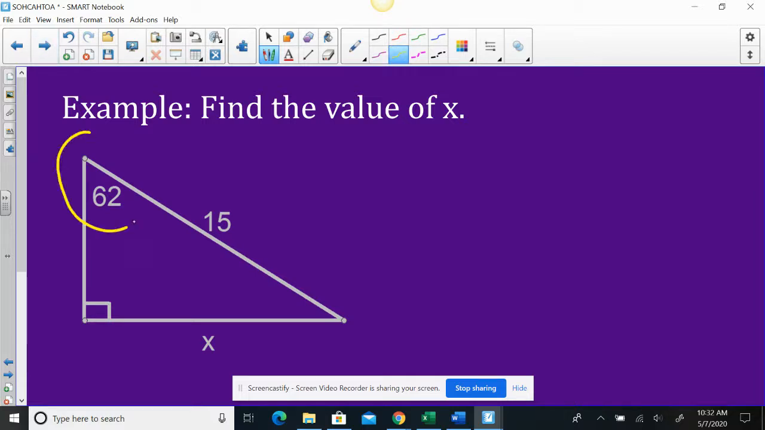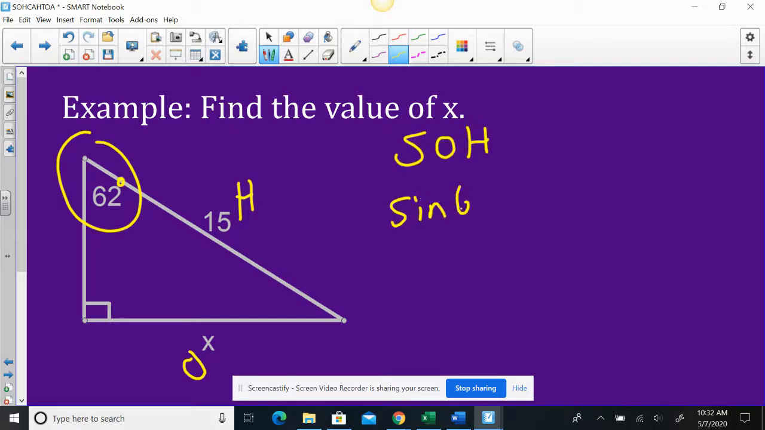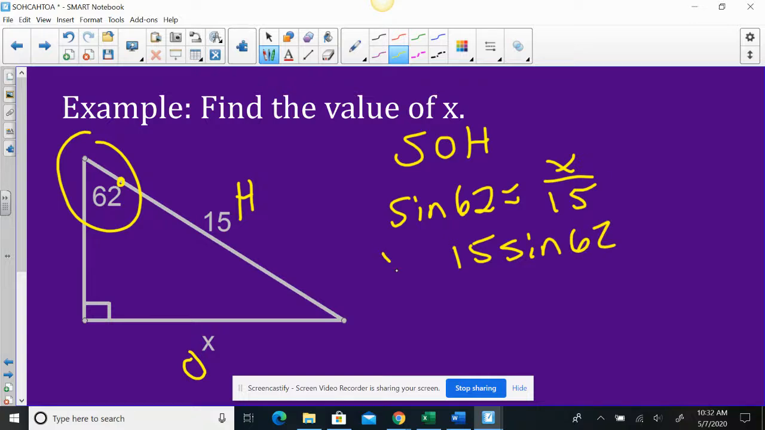Okay, hopefully you tried it first. Here's my angle. There should be a degree there. Again, I have opposite and hypotenuse. So I'm going to use sine of 62 equals opposite over hypotenuse. Go ahead and multiply. So x is going to be 15 times sine 62. And I get that x is approximately 13.24.